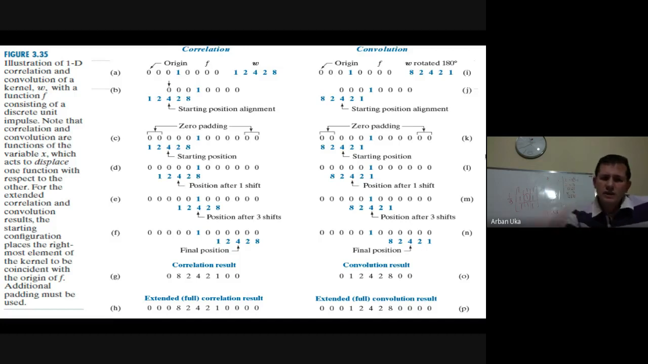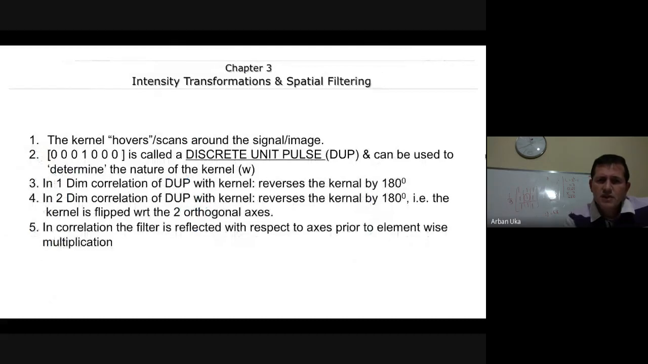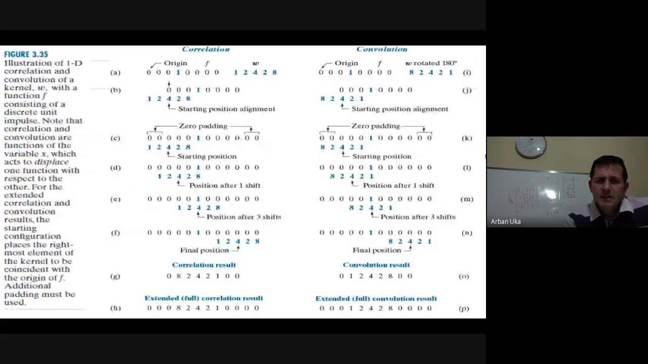It's a 1, and we call this a discrete unit pulse, or DUP. One thing that we often see in correlation and convolution is that we may need to include zero padding. In this case, the kernel is 1 by 5, and W has the values 1, 2, 4, 2, 8.